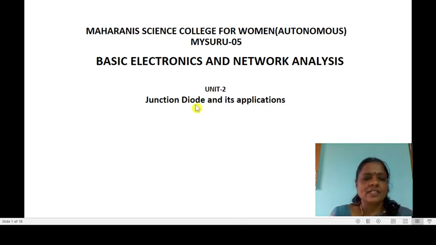Today, in this session, you are going to study part 2 of unit 2. What is unit 2? The name of unit 2 is junction diode and its application. Another point to remember is that this is a title of the electronics paper, that is basic electronics and network analysis. So this is a title of the first SEM Maharani Science College for Women Autonomous syllabus.